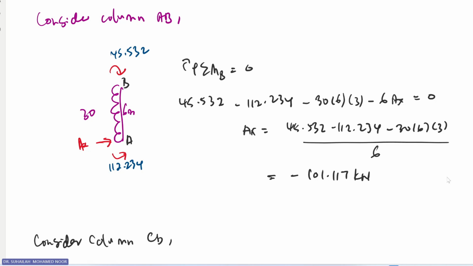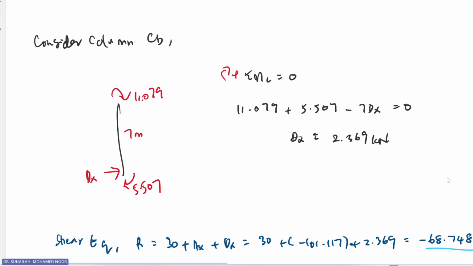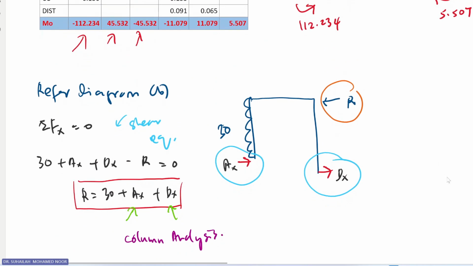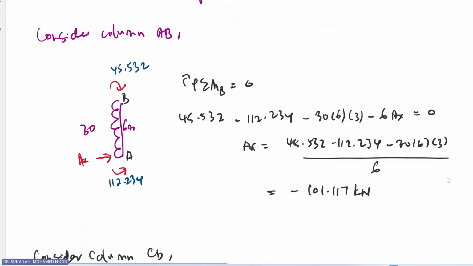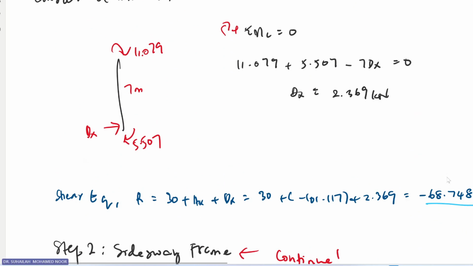We do the same thing for column CD. For column CD, we apply moments MCD and MDC, and then we put DX. We have to follow this direction for DX. Then to calculate DX, we apply total moment at C equal to 0, taking moment at C. From this we can get DX.